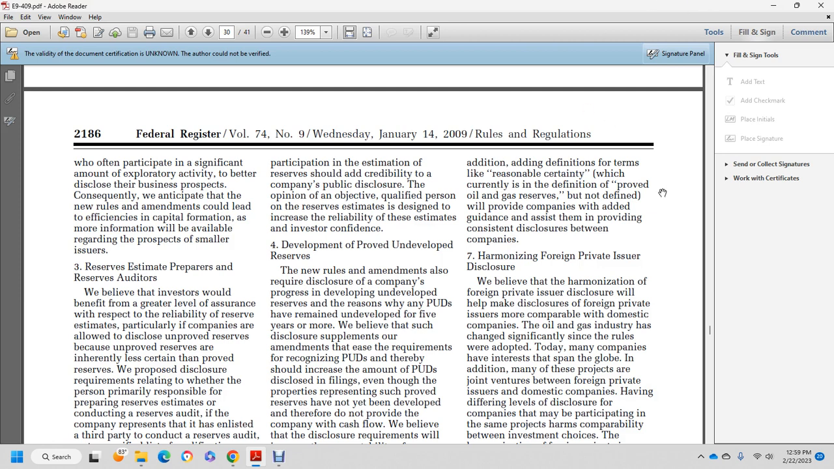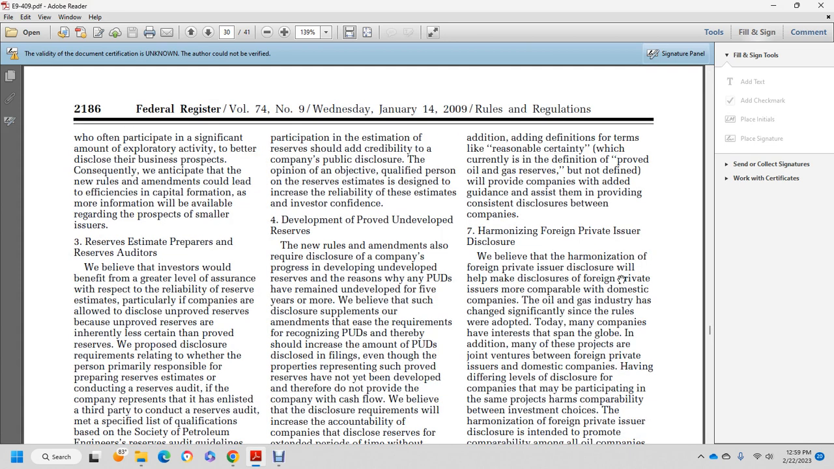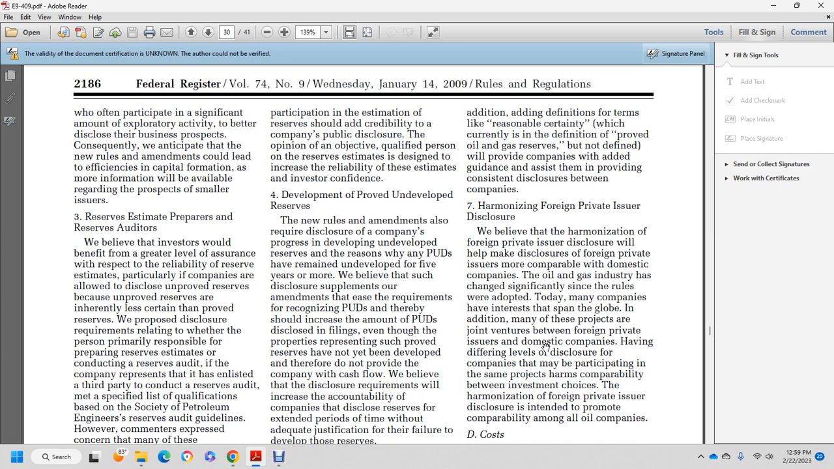Alright, 7. Harmonizing foreign private issuers. The disclosure will help harmonize the disclosure of foreign private issuers and make it more comparable to domestic companies. The oil and gas industry has changed significantly since some of the rules were adopted. Many of the companies are global, and many of the projects are joint ventures between a foreign private issuer and a domestic company, which would have a different level of disclosure for companies that may be participating in the same project. Harmonizing the foreign private issuer disclosure is intended to promote comparability among all oil companies, and between investment choices.